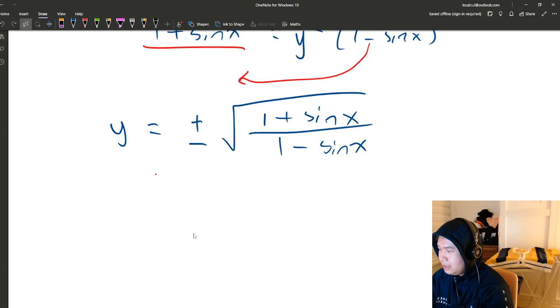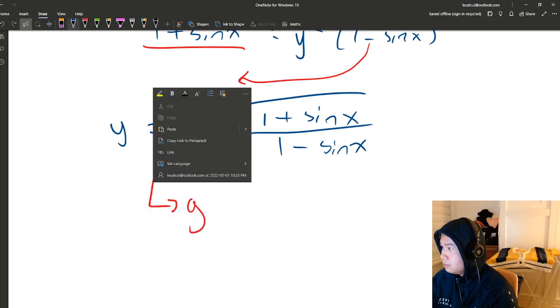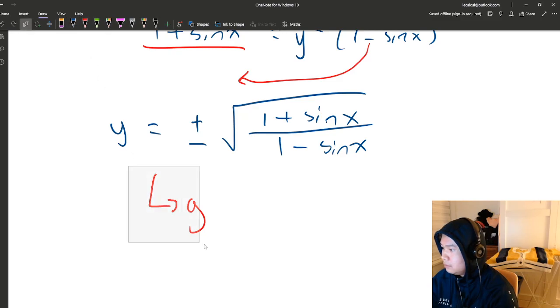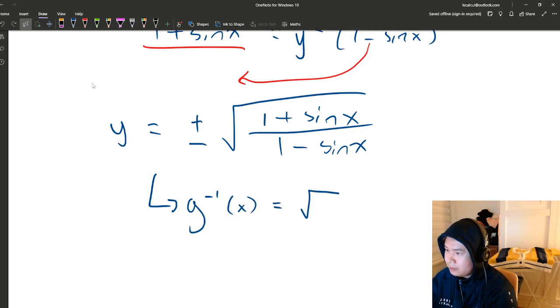Okay, so this means g inverse of x is the positive y's.